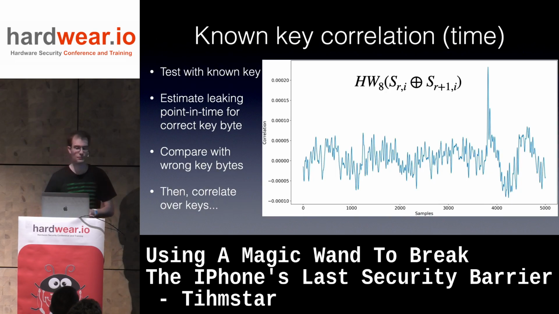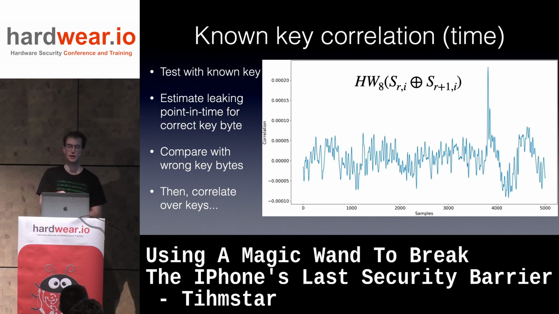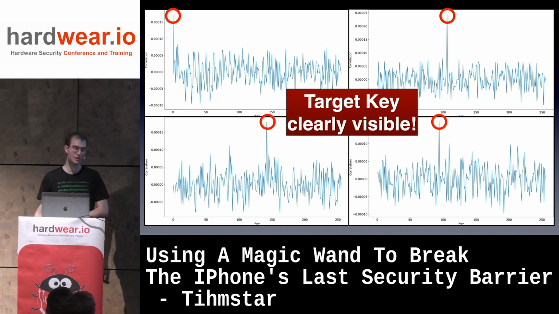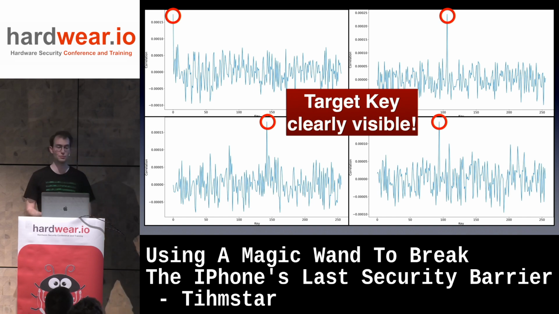Okay, so known key correlation. We tested with a known key with the 8-bit Hamming weight. We estimate the leaking point in time for the correct key byte and compare that with wrong key bytes. Right, so this is over time with the correct key byte. And if we take that point in time and instead do other key bytes and correlate over other keys, you can see the target key is clearly visible, so we do get a good correlation, and we can successfully recover the key.